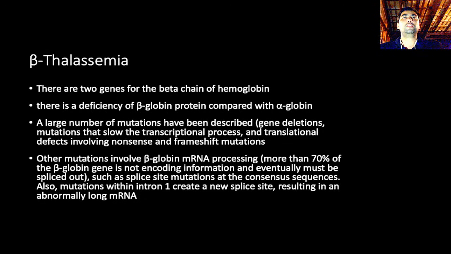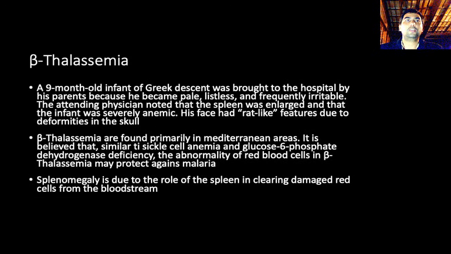Other mutations involve beta-globin messenger RNA processing. More than 70% of the beta-globin gene is not encoding information and eventually must be spliced out, such as a splice site mutation at the consensus sequence. Also, mutation within intron 1 can create a new splice site, resulting in an abnormally longer messenger RNA.